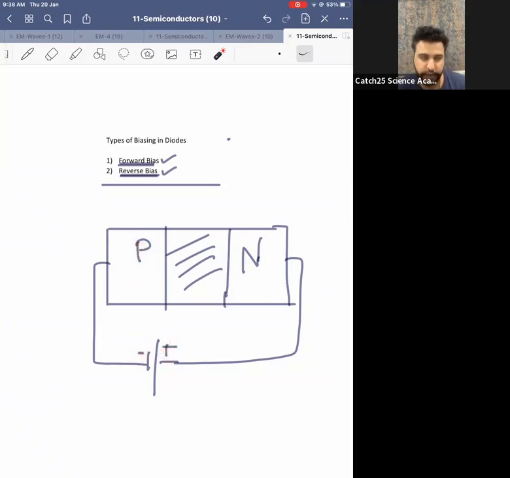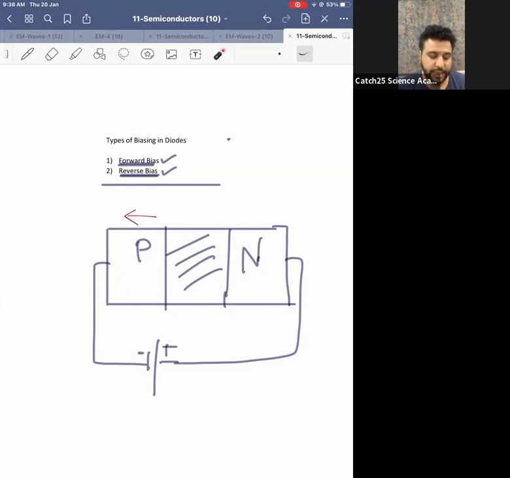Now see what happens. In the P region, holes get attracted to the negative terminal because it is oppositely charged. Can I say holes get attracted to the negative terminal? So they will start going in this direction. That means they will start going in this direction. That means this direction.